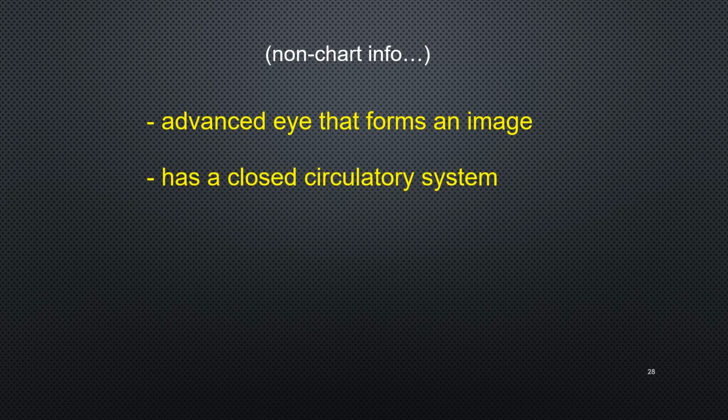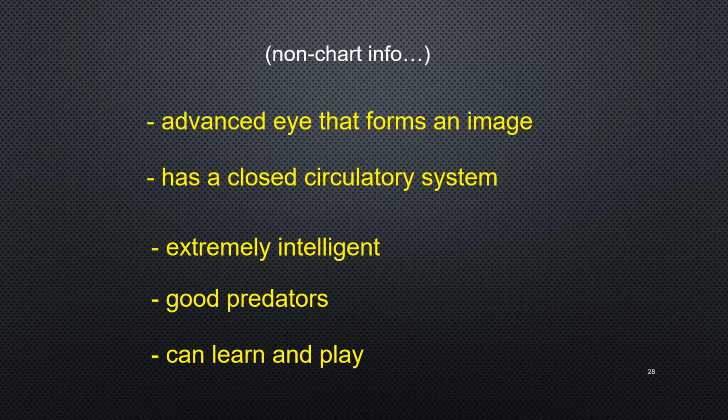Okay, just some information that's not on your chart that's pretty interesting is that our cephalopods have advanced eyes that can actually form a real image, not rudimentary eyesight. It has a closed circulatory system. We're going to talk a little bit more about what that means later, but for now, just know that a closed circulatory system means that the blood is contained within arteries and veins. It isn't just dumped into a cavity. And then, like I said, they're extremely intelligent, which makes them good predators, and they can learn and they can play.